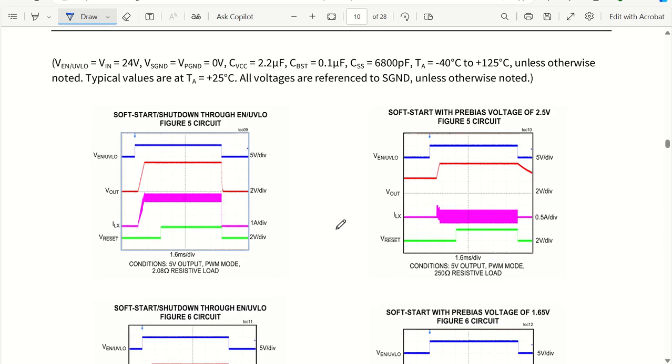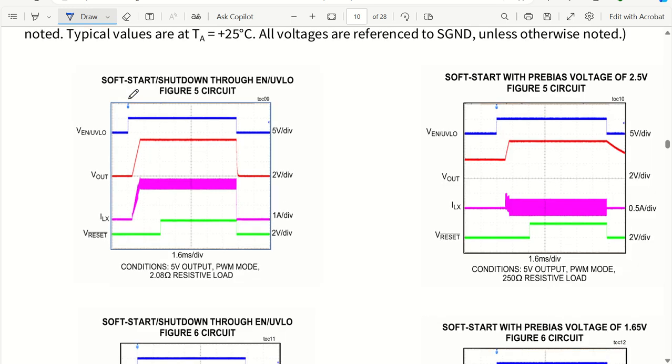Coming back to the other parameters, let us say soft start and shutdown mode. Let us say we have V output going here, and we have the enable pin which is always high. Now once the reset is applied, as soon as reset goes down, you can see my enable pin has gone down, V output has gone down, and my LX current through the inductor has also gone down. Understood? So this is the shutdown mode.